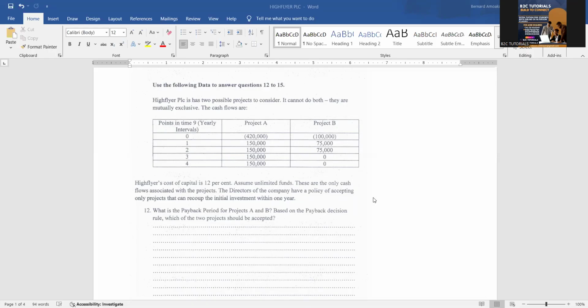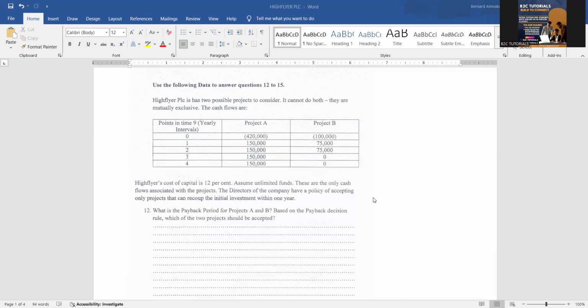It says, use the following data to answer question 12 to 15. High Flyer PLC has 2 possible projects to consider. It cannot do both. They are mutually exclusive. That is, they don't have anything in common. So the cash flows are as follows.